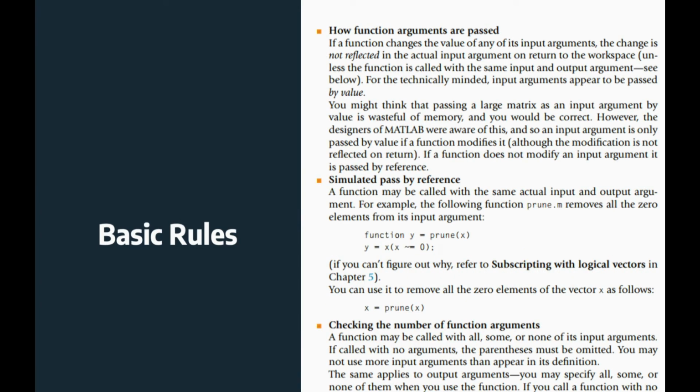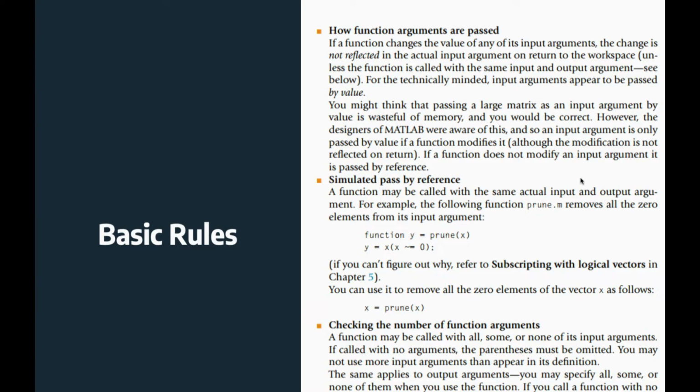How are function arguments passed? If a function changes the value of any of its input arguments, the change wouldn't be reflected in the actual input argument on return to the workspace, unless the function is called with the same input and output arguments. Input arguments appear to be passed by value.